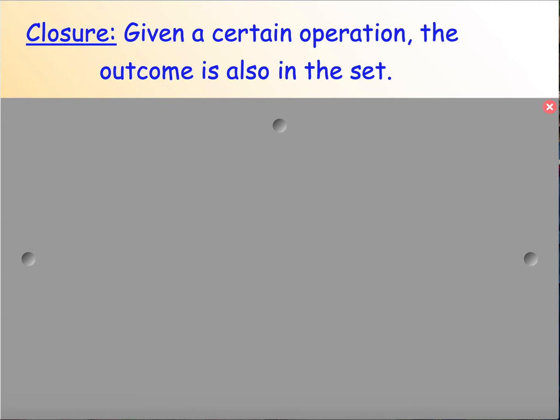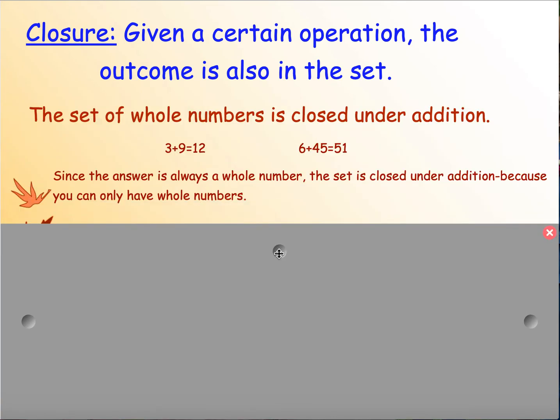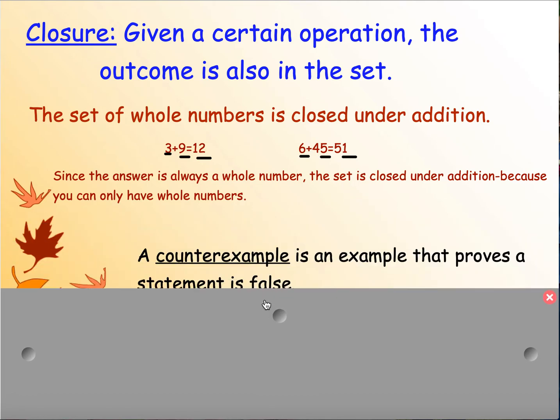All right, continuing on, closure. Given a certain operation, the outcome is also in this set. Let's look at an example. The set of whole numbers is closed under addition. Here, I'm going to go back to my pen. We have a whole number plus another whole number, and that gives us a whole number. Here we have a whole number plus another whole number. It gives us a whole number. So what we can see is that since the answer is always a whole number, the set is closed under addition because you're only going to get answers that are whole numbers.